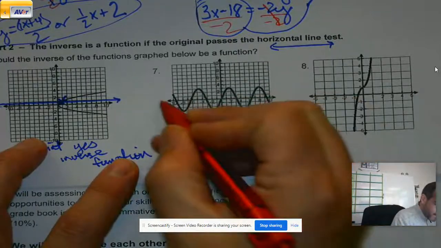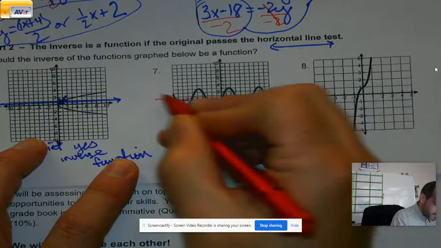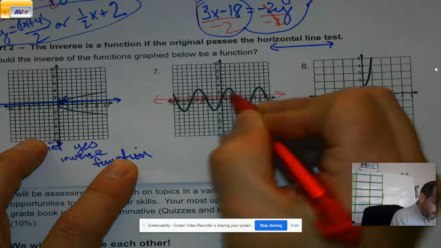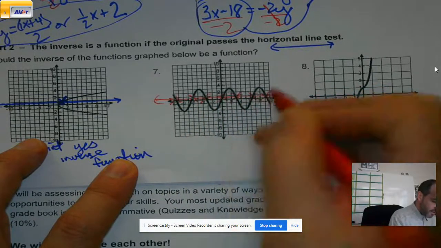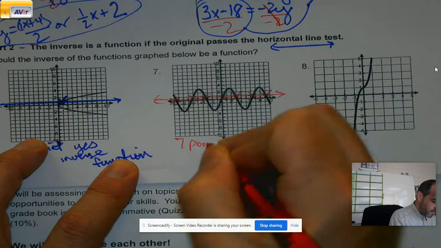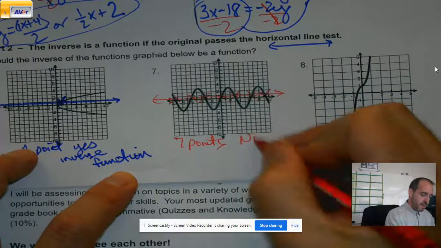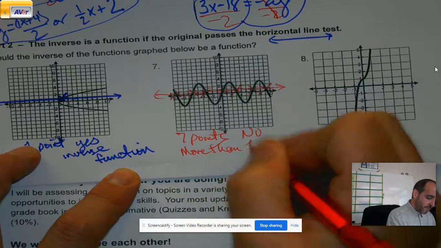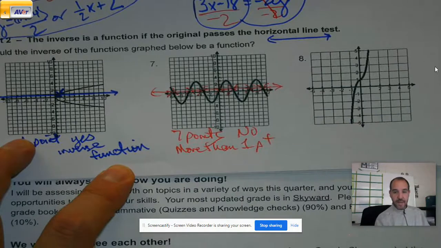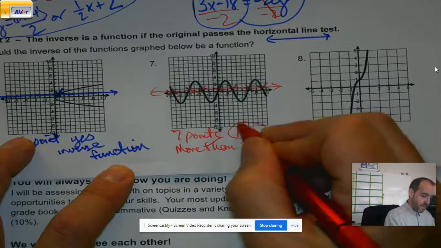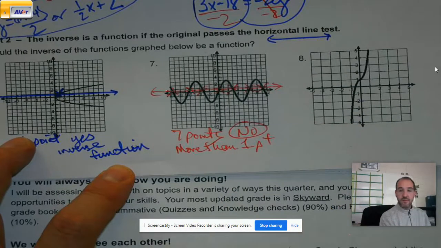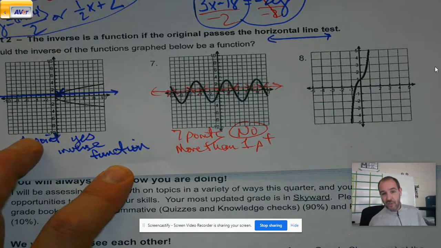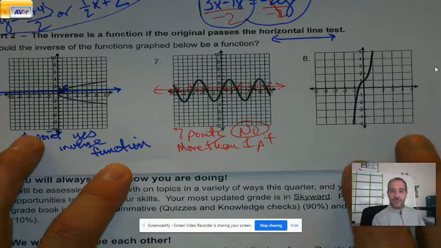Now, 7's going to be a little different of a circumstance. 7, holy moly, 1, 2, 3, 4, 5, 6, 7. Okay. If it's more than 1 point that your horizontal line goes through, not an inverse function. Because actually, if you turn this one sideways, it's not a function to begin with. So the inverse can't be a function if the regular one isn't.